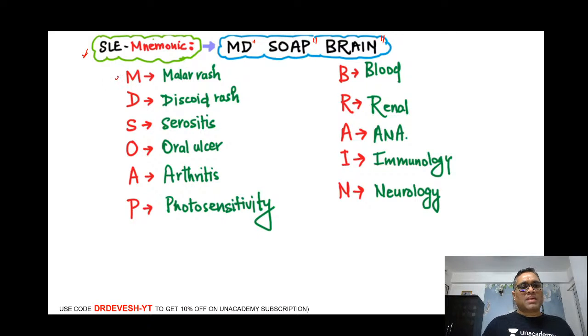So what is M? M is malar rash, D is discoid rash, S is serositis, O is oral ulcers, A is arthritis, P is photosensitivity, B is for the blood, hematological involvement, R is for the renal, lupus nephritis. Then anti-nuclear antibodies, immunology, means double-stranded DNA and Smith antibodies, and neurology is the CNS involvement, right? So these are the mnemonics, MD SOAP brain.